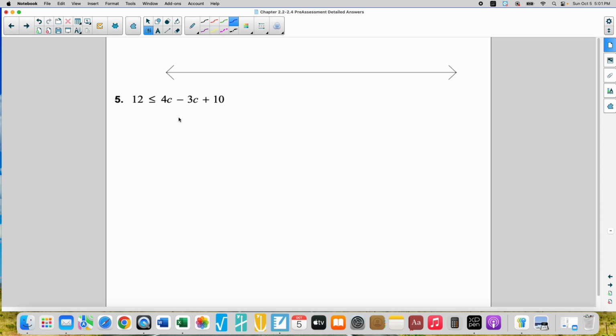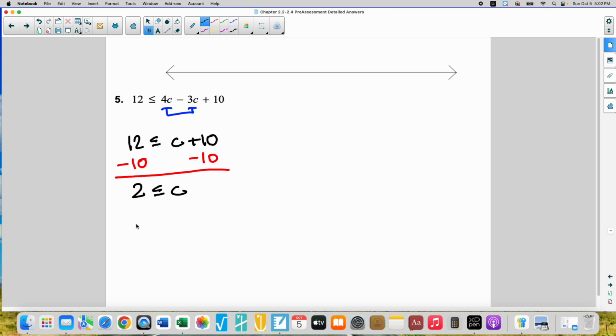Again, let's simplify. Here we have like terms on the same side. 12 is less than or equal to, 4c minus 3c is just c, plus 10. Let's get rid of that positive 10 by subtracting 10. 2 is less than or equal to c. Notice my variable is on the right. I'm going to rewrite that, and it's eating the c, so let's make sure it's still eating the c.